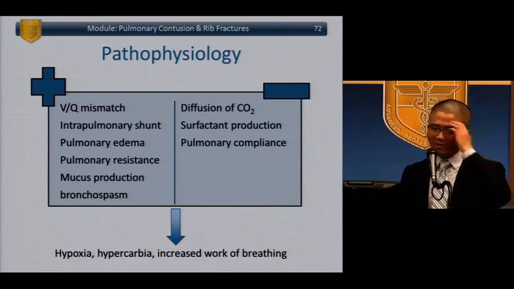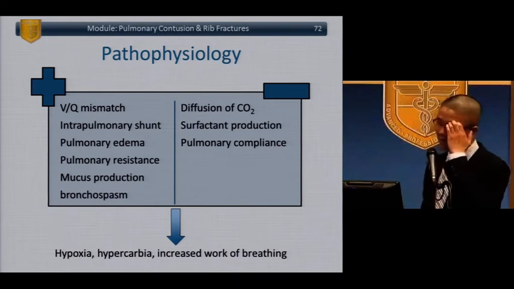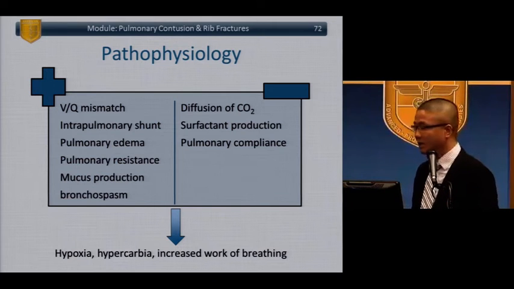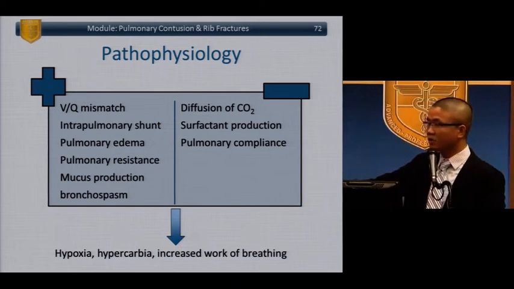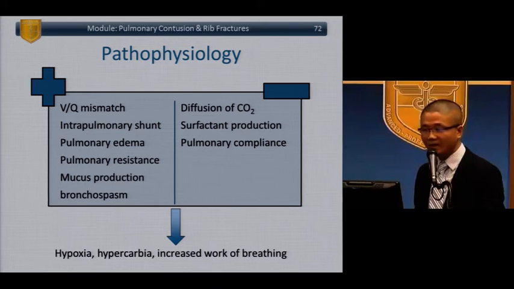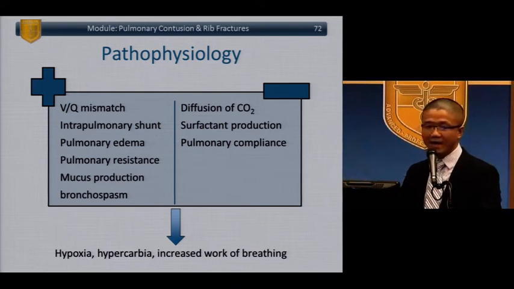All right. And what's the pathophysiology behind what's so bad about pulmonary contusions? On the worsened side, you have worsening VQ mismatching, right? The V is being affected because you have now atelectatic portions of the lung. You increase intrapulmonary shunt. You have increasing pulmonary edema because, like anything else that you bang up, you're going to get edema from it. That increases pulmonary resistance.